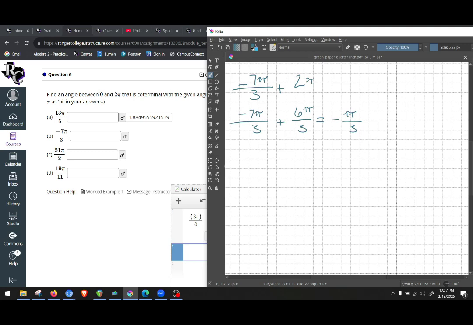So we're going to have to add 2 pi again. So we'll go here with it, plus another 2 pi, but we know for the common denominator that's 6 pi over 3 is how we'll write that. Negative pi and positive 6 pi is 5 pi, and we put that over 3.